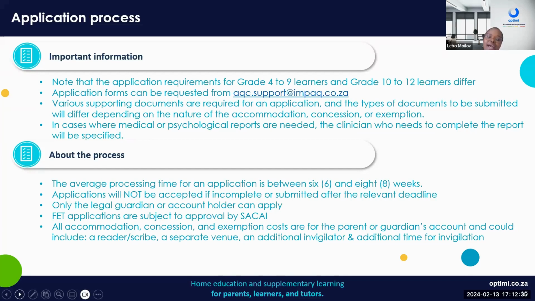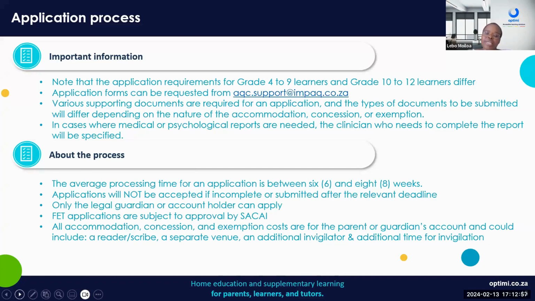About the process, the average processing time for an application is between 6 and 8 weeks. Applications will not be accepted if they're incomplete or submitted after the deadline. It's very important to note that only the legal guardian or the account holder can apply for a learner. FET applications are subject to approval by Sakai, as I've said before.